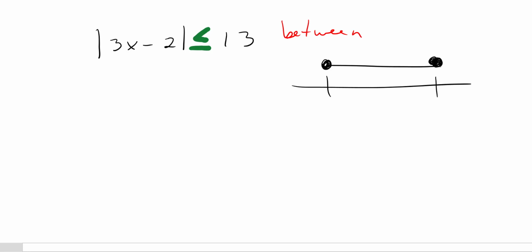Okay? So if you remember the setup, I'm going to do 3x minus 2. They always point this way. Always, always, always. And we're going to put a negative 13, so the negative of this number, and a positive of this number.